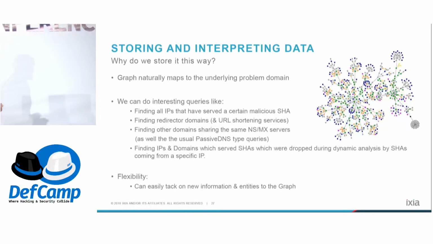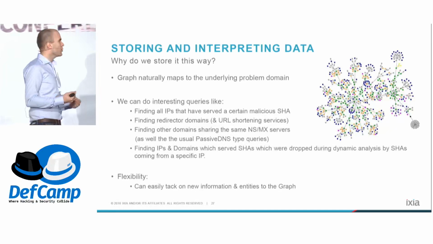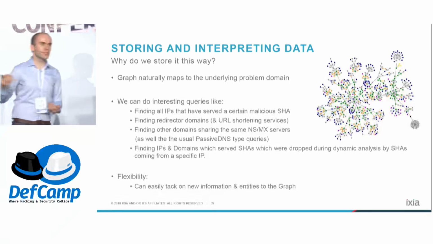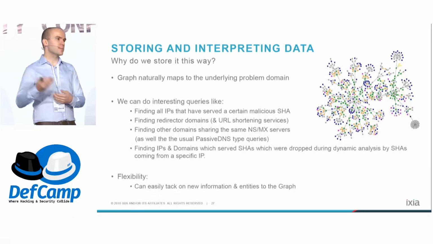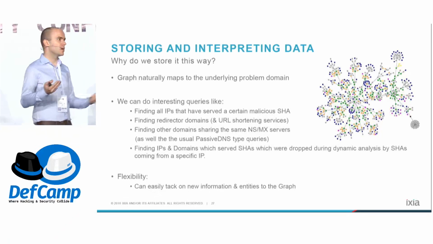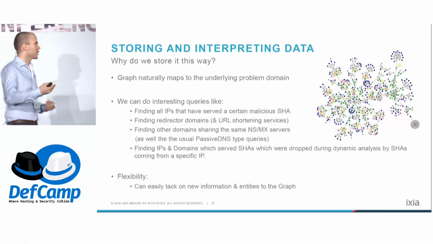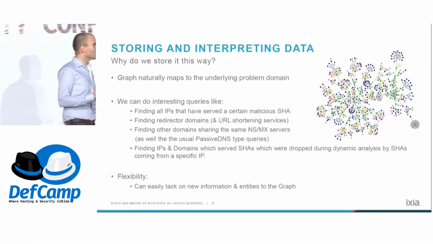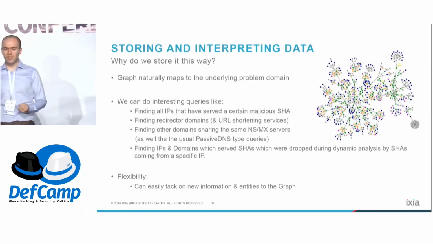This lets us do a lot of interesting queries, like, for example, one particular one is finding all IPs that serve a specific SHA. So if I have a SHA in mind which has a specific detection, like a known malware, then I can find all of the IPs that are serving it in our database. Another query is, of course, finding redirected domains, and for that matter, URL shortening services.